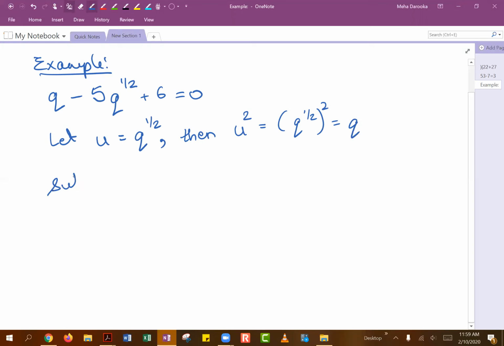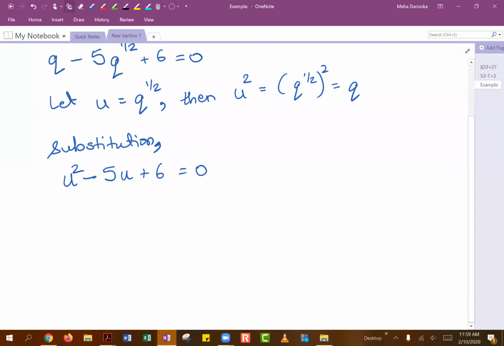Okay, so by substitution, you will have u squared. Yeah, because we didn't use the 5, right? So the 5 will stay with the problem. So that's u squared minus 5u plus 6 equals 0. I will try factoring again.